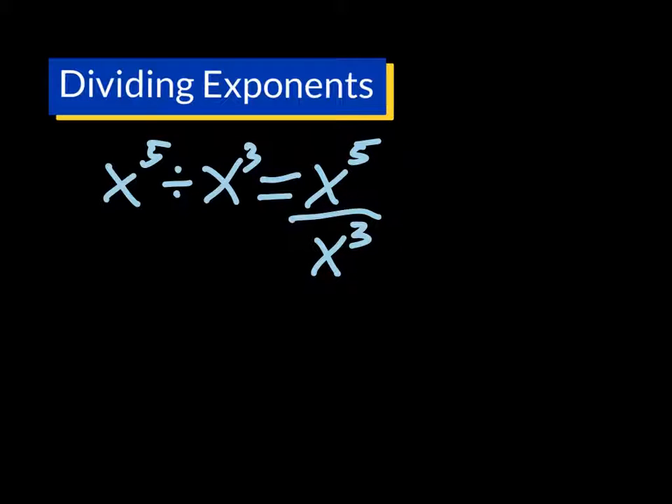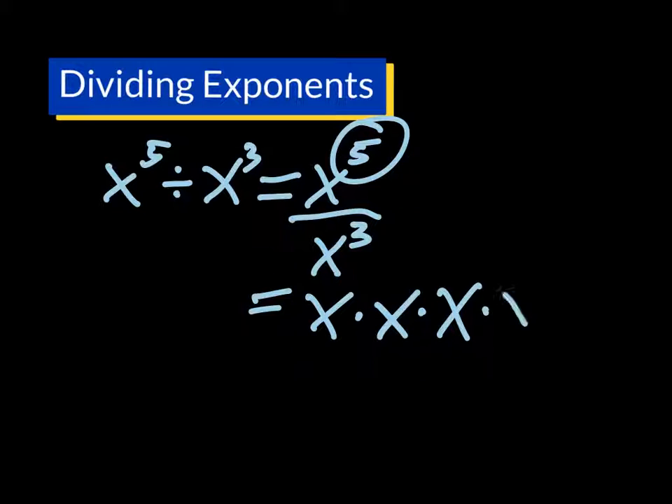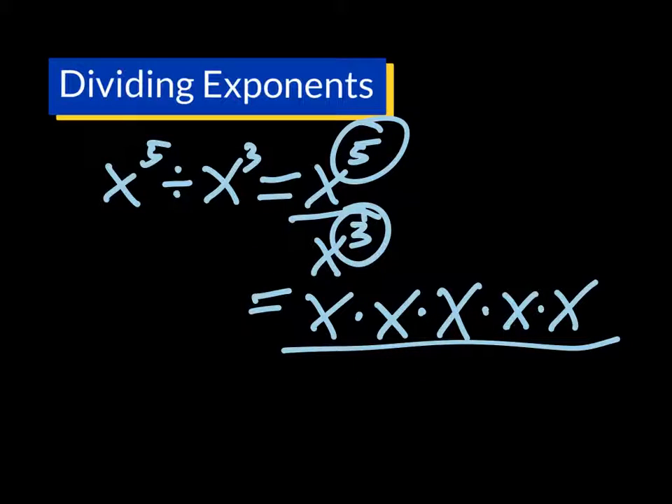Now, an exponent of 5 means x times x times x times x times x, 5 times. So I'm going to write that. I'm going to use the dots so we don't get that confused with the x's. And an exponent of 3 means x times x, 3 times.